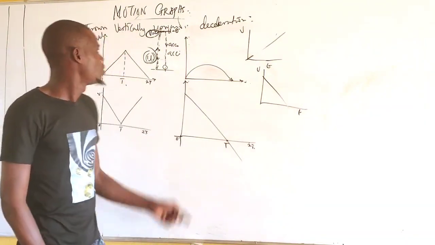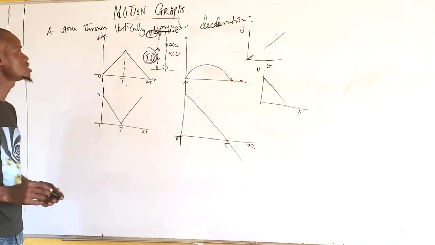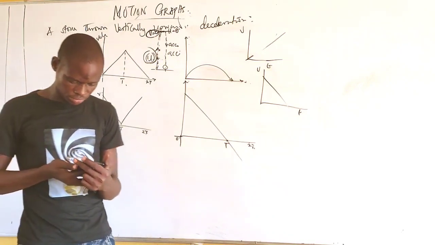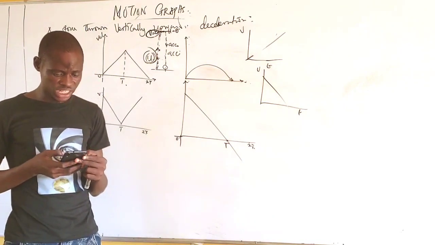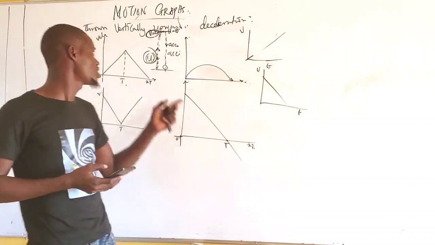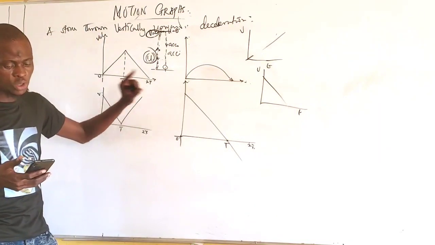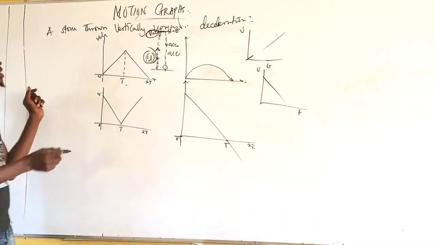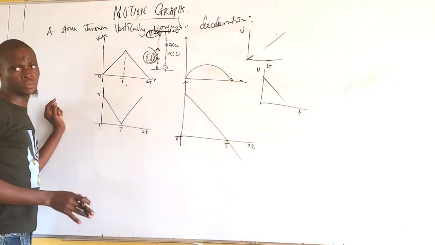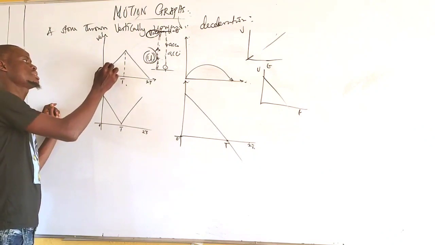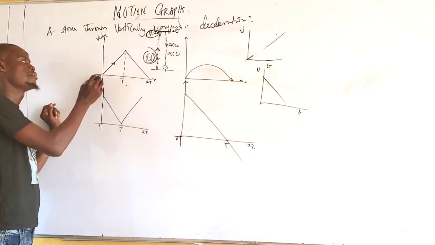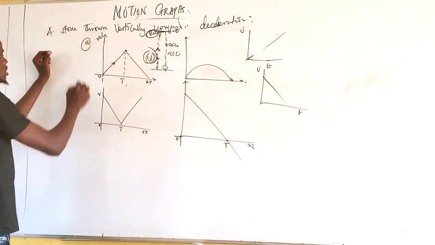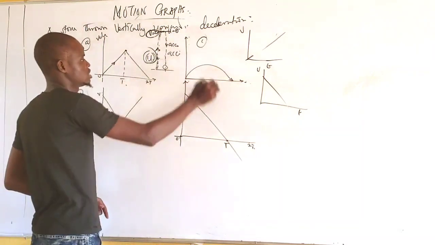Are you together? Now, the question that I gave to us: they said a stone is thrown vertically upward and returns to the ground. Now they said, which of the following figures represents the velocity time graph? Now, let's take a look at this. Everything here is a velocity time graph. This is option A, this is option B, this is option C, this is option D.